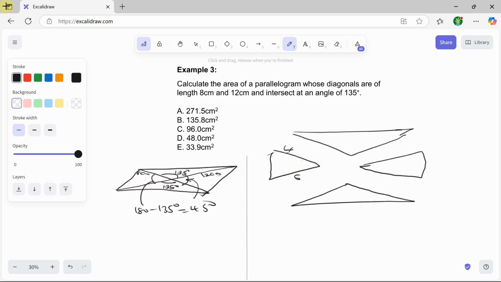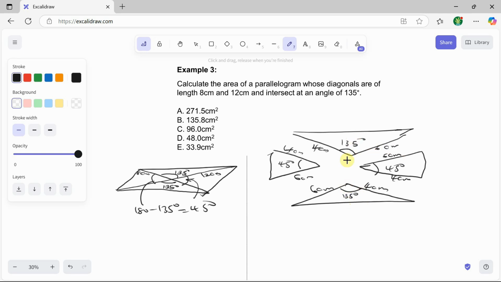And this angle here is 45 degrees. This side here, the angle will be 135 degrees. This length here will be 4 centimeters. This side there will be 6 centimeters. This side there is 6 centimeters. This side there is 4 centimeters. The angle between them is 45 degrees. This side there will be 4 centimeters. This side there will be 6 centimeters. The angle here will be 135 degrees.